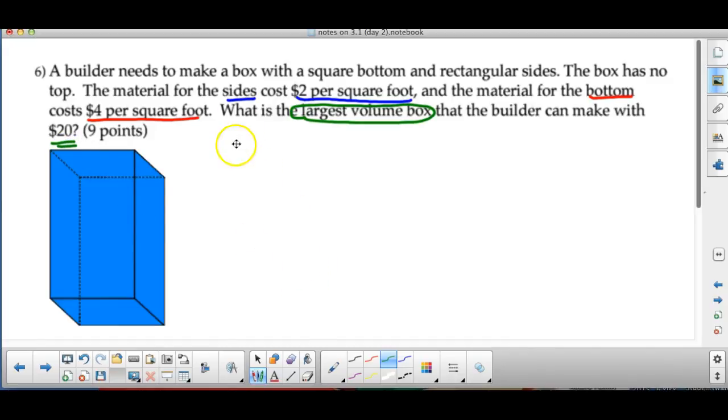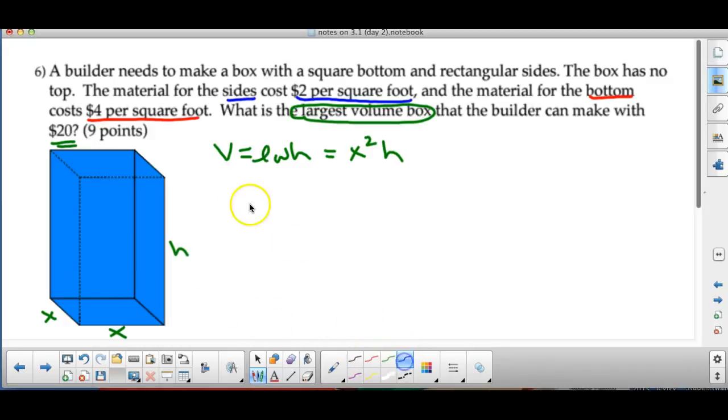So first of all, let's recall that volume is equal to length times width times height. And this is a square bottom box, so I'm going to call these sides x and x, and we'll call the height h. So our volume is actually going to be, in this case, x squared times h. And we're going to be trying to maximize the volume for this particular fixed cost. Now notice that the box has no top, so I don't have to worry about the area of the top. But the area of the bottom is x squared.